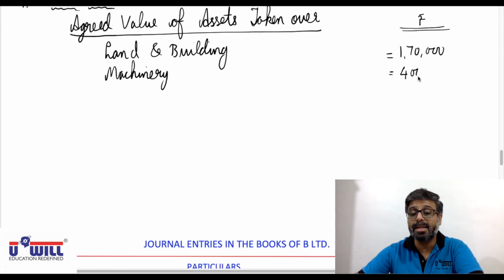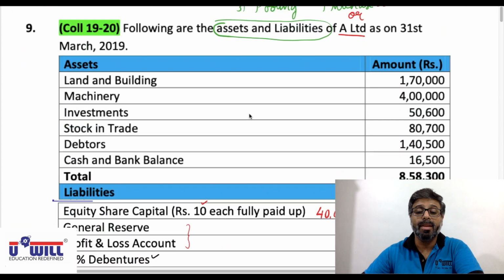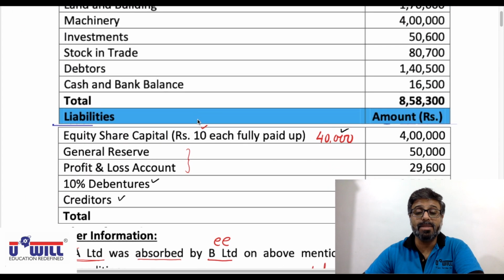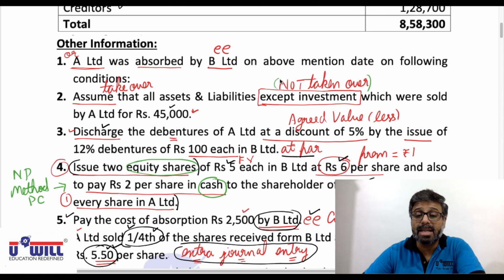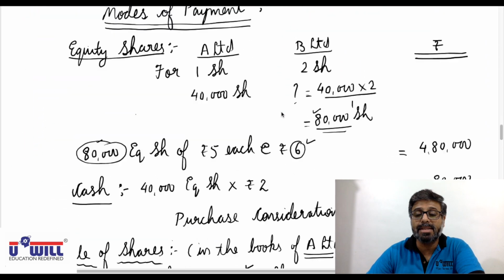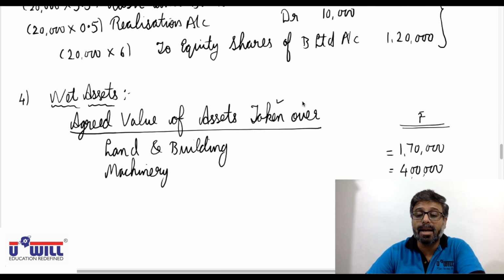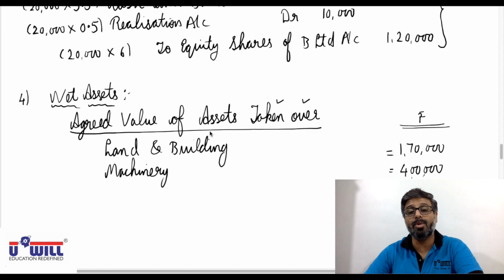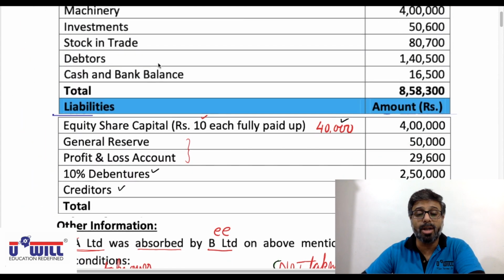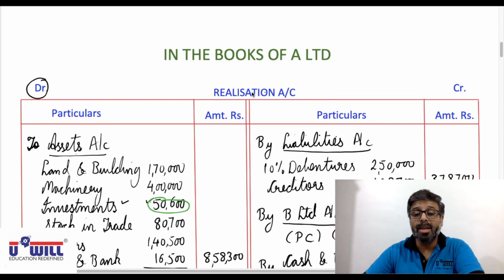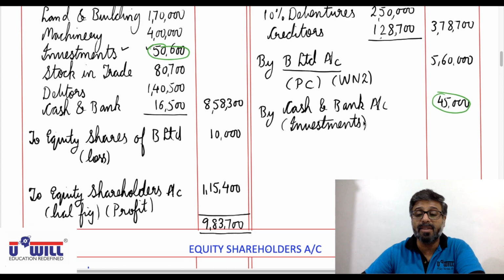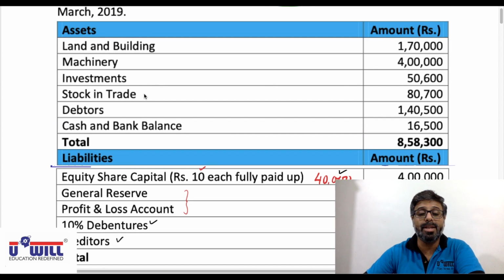Then which is the next asset after machinery? After machinery, investments. But investments will be included? No. Why? Because investments are not taken over. And we have to take agreed value of assets taken over. So investments will not be included in this workings. Okay? Investments are not taken over. They are sold by old company A Limited itself for 45,000. In the books of A Limited for selling the investments, we have passed the entry also with 45,000, as you can see here. So investments will not be included in this workings.